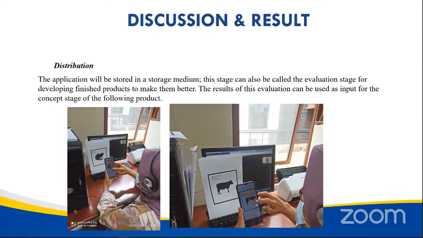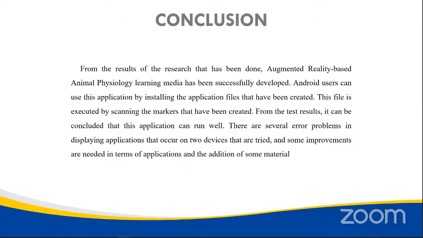Conclusion. From the result of the research that has been done, augmented reality based animal physiology learning media has been successfully developed. Android users can use the application by installing the application file that has been created. This file is executed by scanning the markers that have been created. From the test result, it can be concluded that this application can run well. There are several error problems in displaying the application that occurred on the two devices that were tried, and some improvements are needed in terms of the application and the addition of some material.